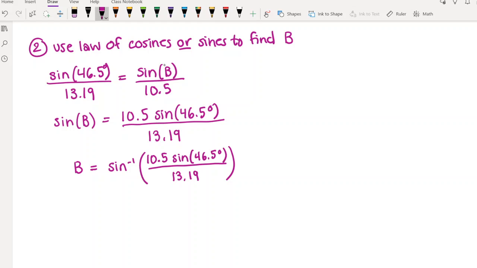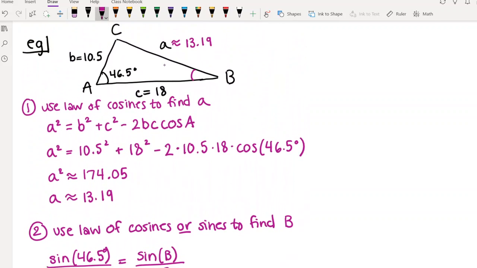So if you type all of this into your calculator, which again, I did not do ahead of time, 10.5 times sine of 46.5 divided by 13.19, and we're taking inverse sine of that. So I got B is approximately equal to 35.27 degrees.